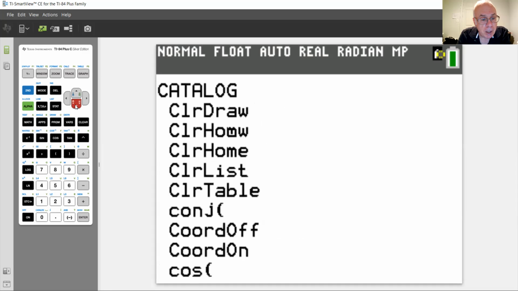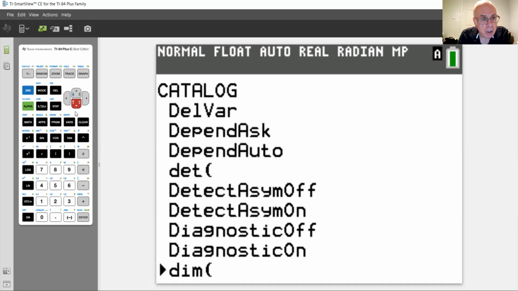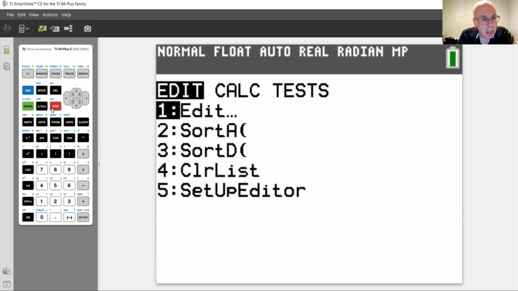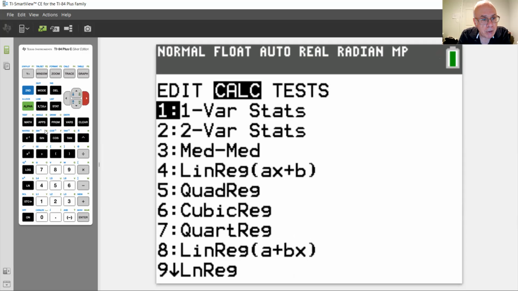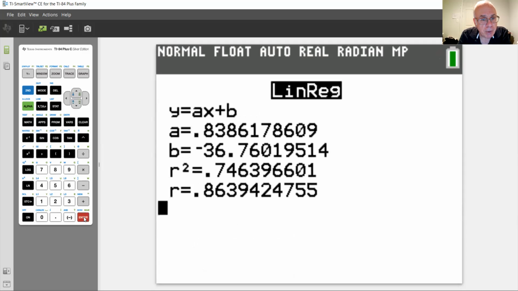And then what we're looking for is diagnostic on. All right, we just went past it. So we want the arrow to be next to diagnostic on. We hit enter again. If you hit enter twice. Now if we go back to stat, again scroll over to calc and choose option 4, and then scroll down to calculate and hit enter.